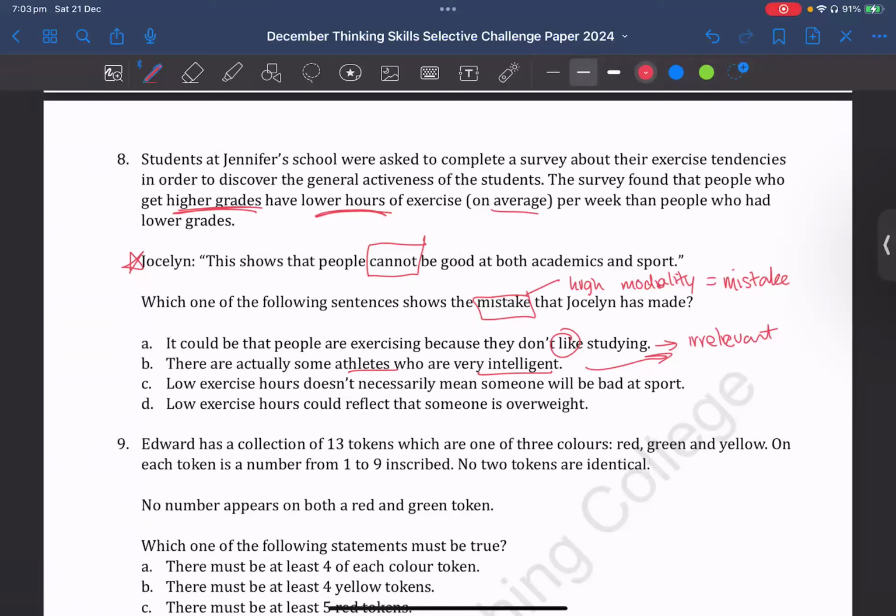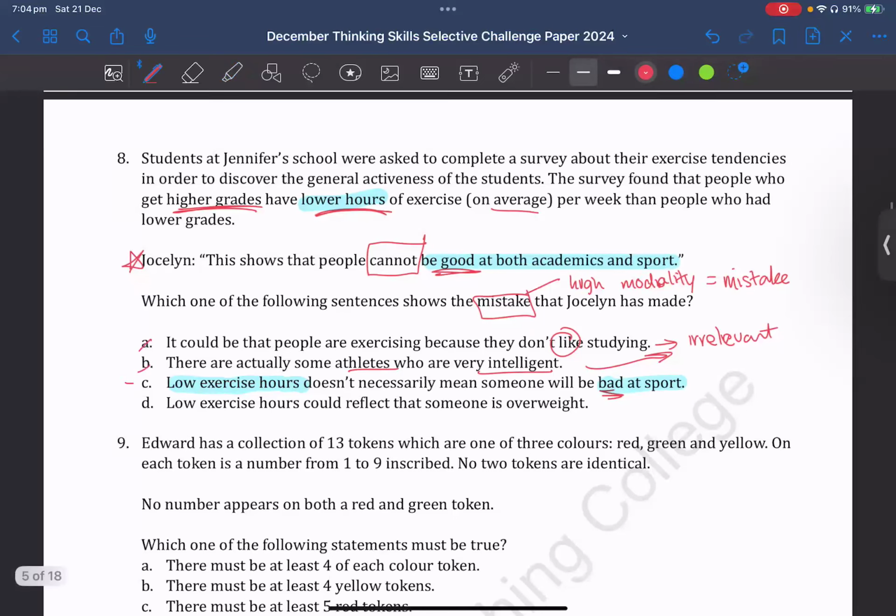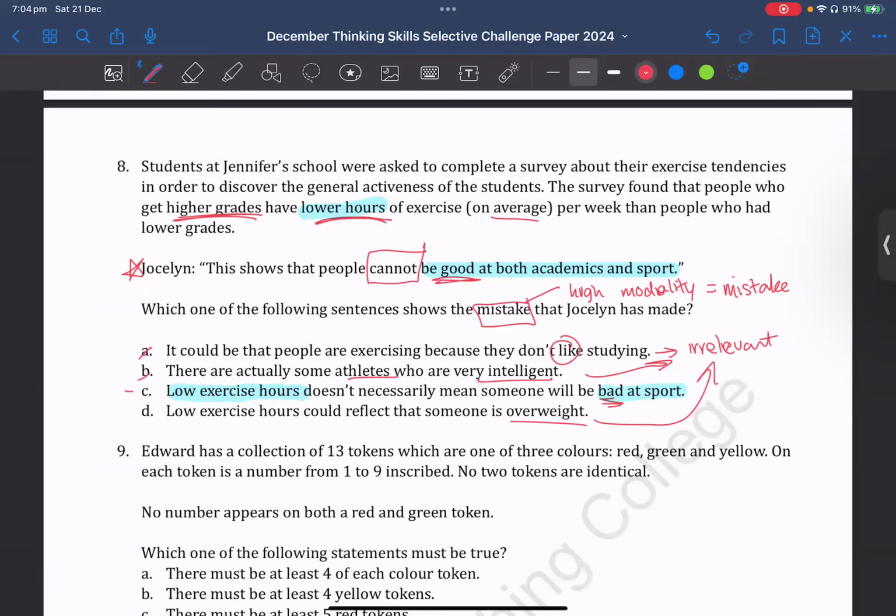And I think C says low exercise hours doesn't mean someone's going to be bad at sport. And can you see how it says low exercise hours on average? So can you see how it links this low exercise hours here and the bad at sport over here? So I like it because it links the keywords that we're looking at, and it directly links to what Jocelyn says. I think it's a decent answer. And D says, low exercise hours could reflect that someone is overweight. Once again, nothing in the question talks about being overweight or not, which is why C is the best answer. Okay.